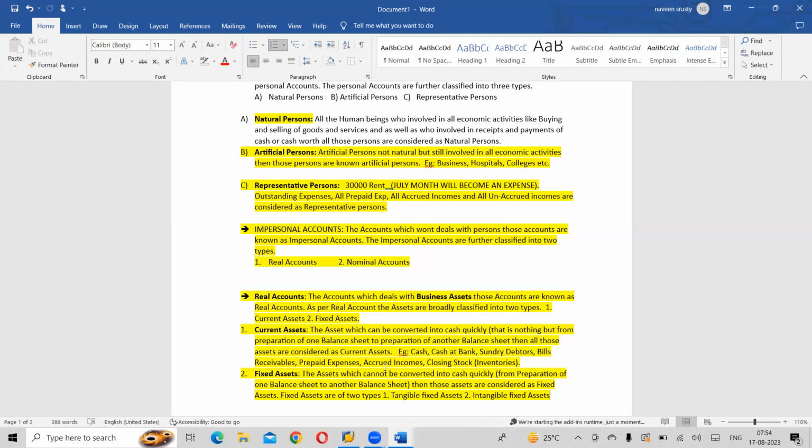Actually, Naveen, Vikram is asking, do we have any literature for that? Whatever accounting you are teaching, do we have any PDF or Word file for all this theory? No, I don't. Actually, what I'll do is I'll prepare it and share it then and there itself.